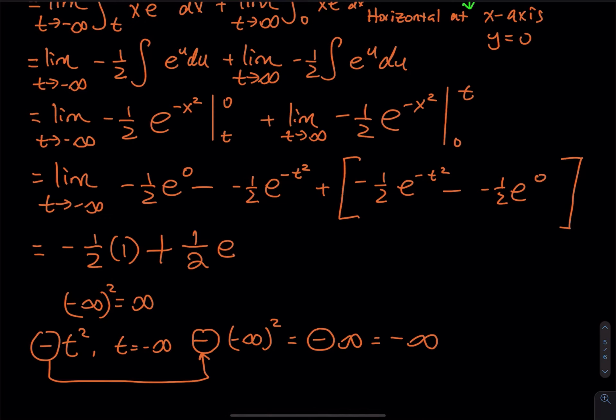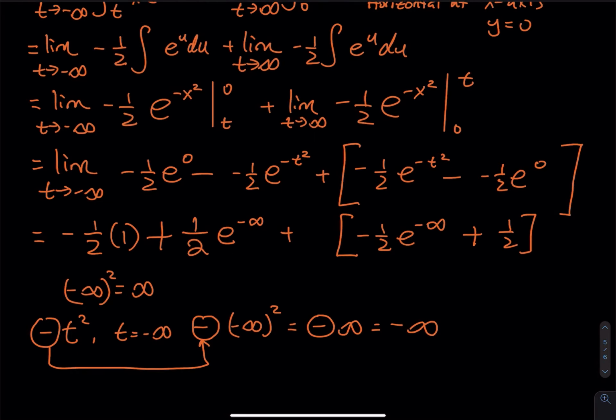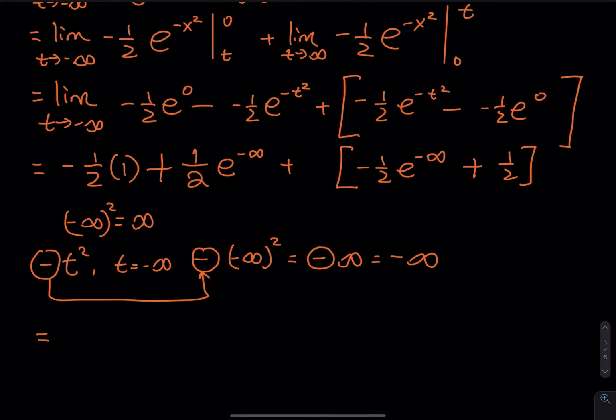So e to the negative infinity, and then you have a plus. This is negative 1/2. And then that gives you an e to the negative infinity as well. And then this is a plus 1/2. Okay, and then the next line you have negative 1/2, and then plus 1 over 2e to the infinity, and then minus 1 over 2e to the infinity, and then plus 1/2.